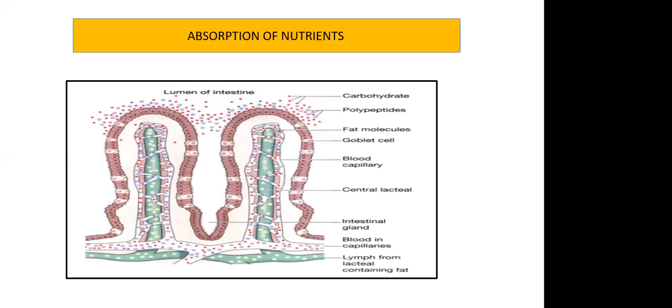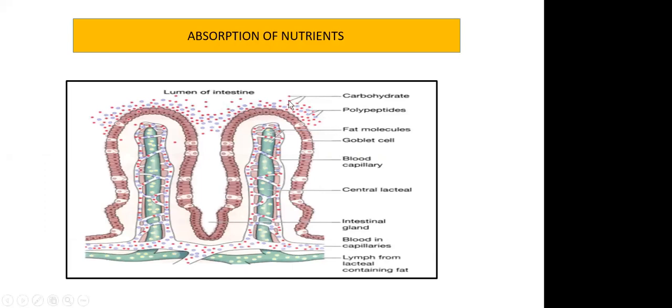So the intestine will have absorption of nutrients. It occurs by two possible processes, that is nothing but diffusion and active transport. So you can see the villi here. The lumen of the intestine is full of villi.